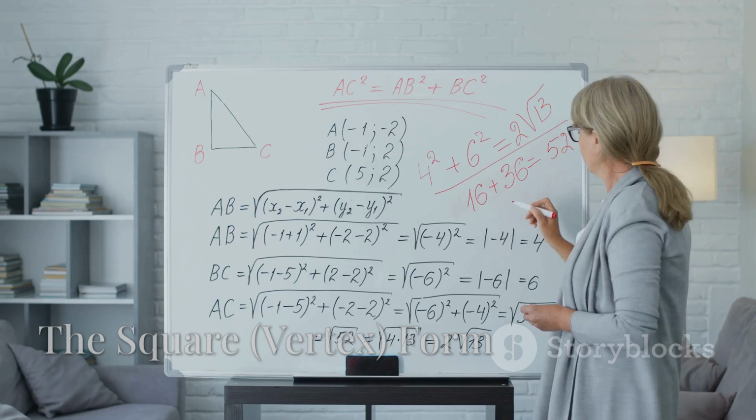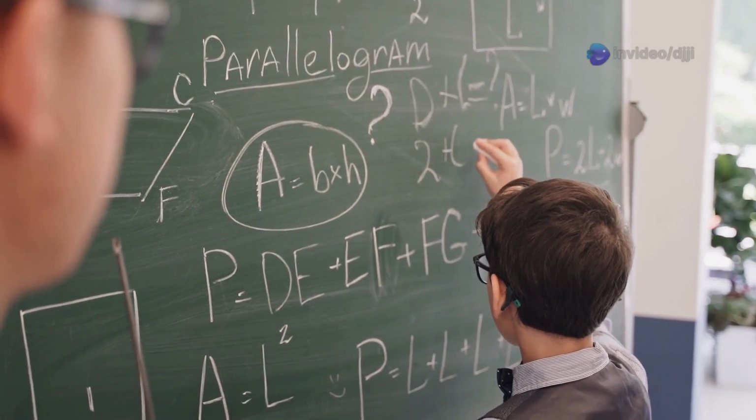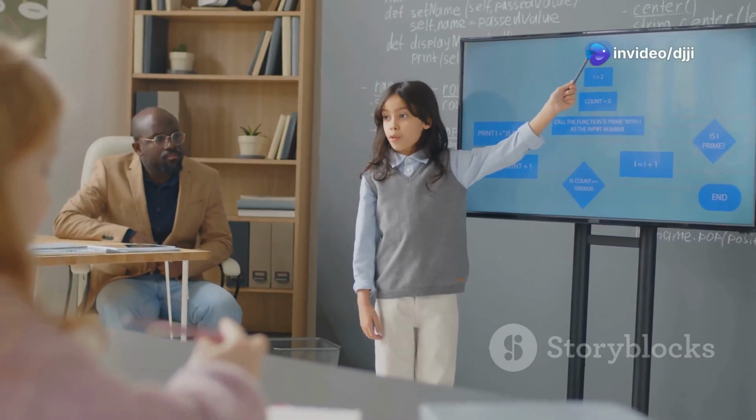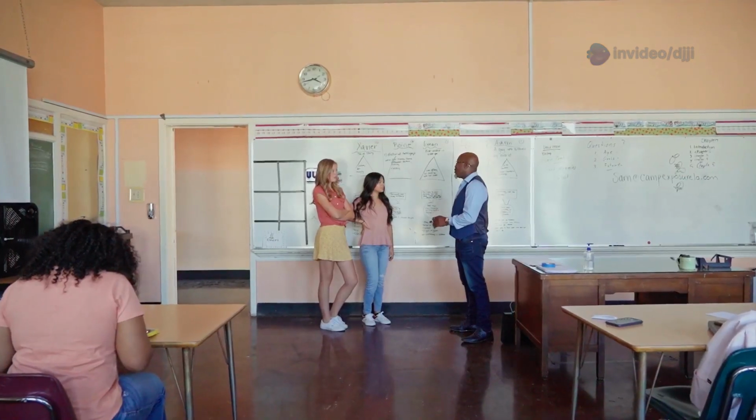Now, let's look at what we call the square form of a quadratic function, which is also known as the vertex form. This is a really handy way to write a quadratic function because it makes it super easy to spot the vertex or the turning point of the parabola.